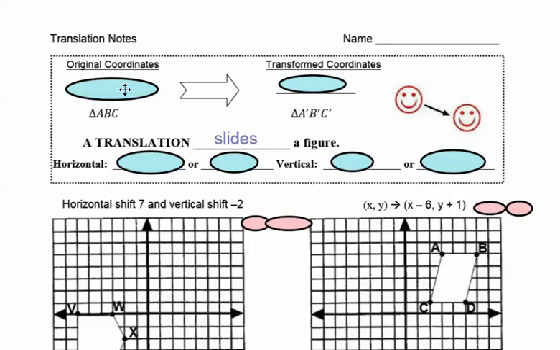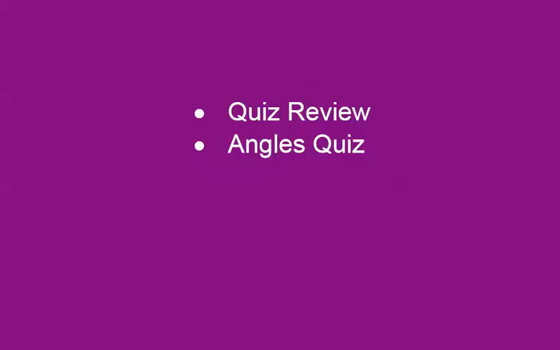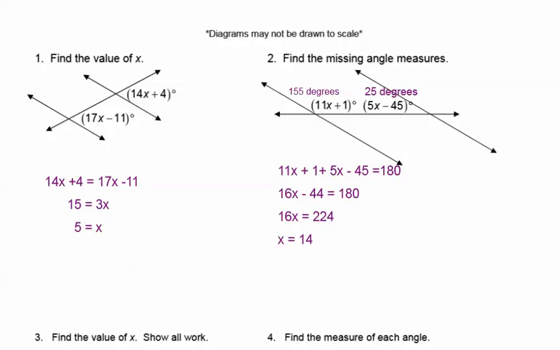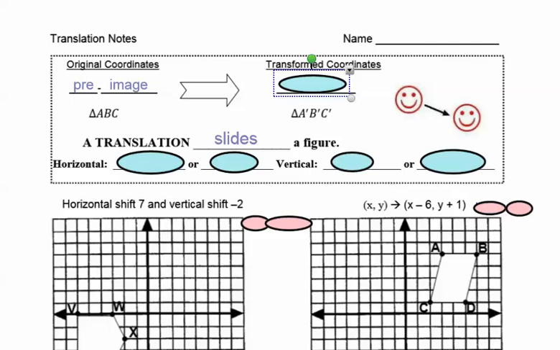Real quick, from the other video, we should have learned that when we're doing these transformations on the coordinate plane, our original coordinates will be called the pre-image. That's what we first start off with. And then our new coordinates after a transformation of any kind will be called the image.